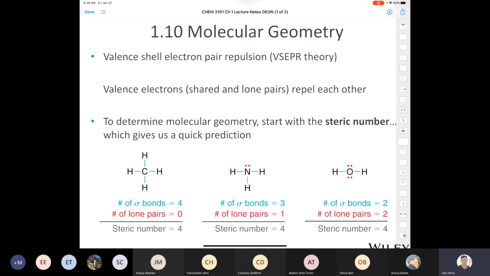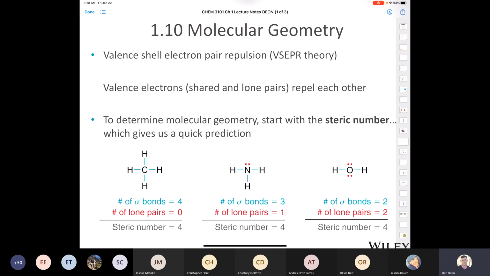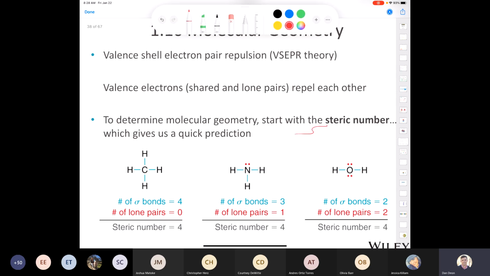Valence electrons are going to repel each other, whether they're shared or whether they're lone pairs. And if we want to determine molecular geometry, an easy way to do that is to start with what's called the steric number. The steric number is nothing more than the sum of the number of sigma bonds and the number of lone pairs. So we could write that down here: number of lone pairs plus number of sigma bonds.